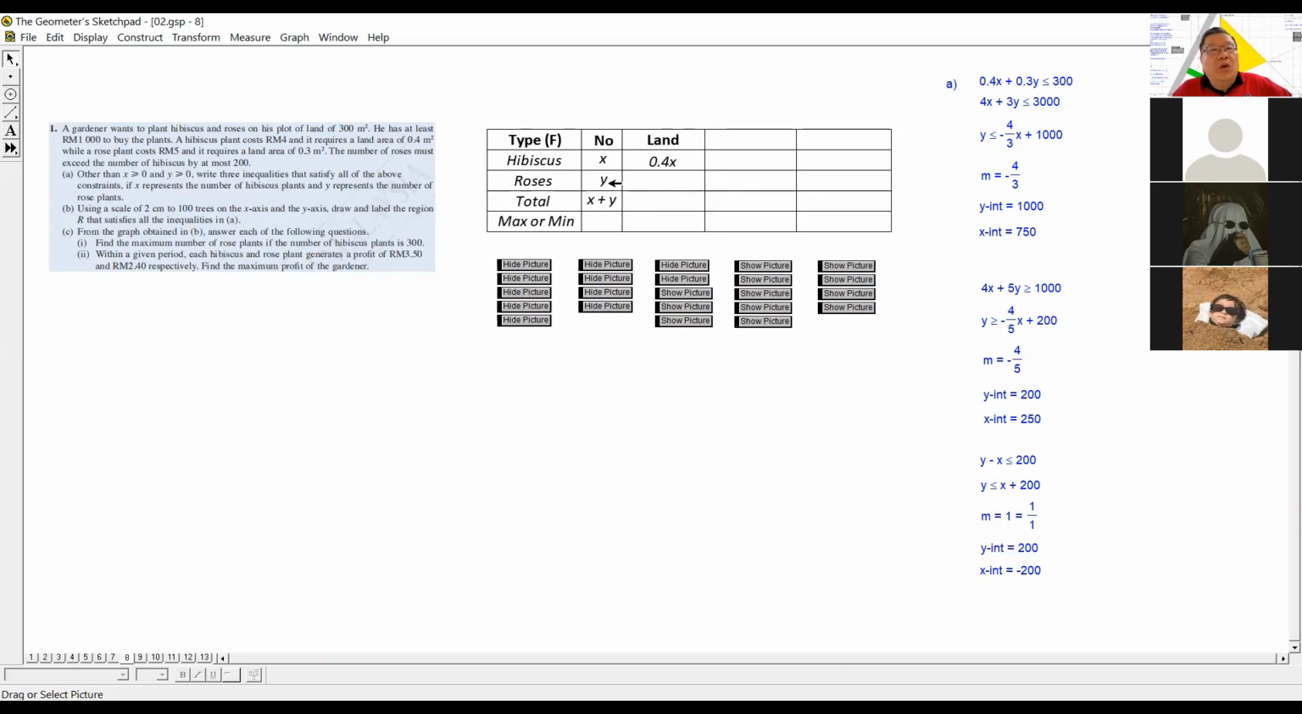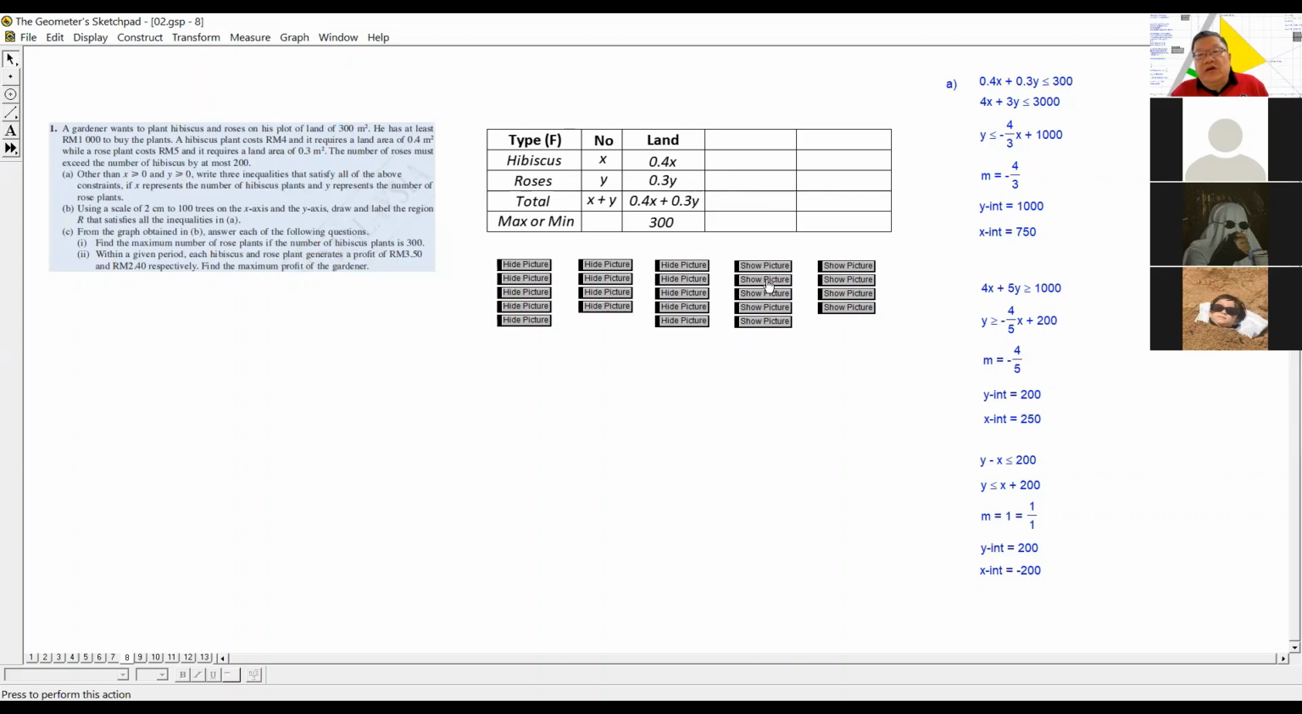One rose uses how much land? 0.3. There is one rose, I have y number of rose plants, so it will be 0.3 times y. The total land used up is how much? 0.4x plus 0.3y. What is the constraint? The constraint is the land. We have only 300 square meters of land.